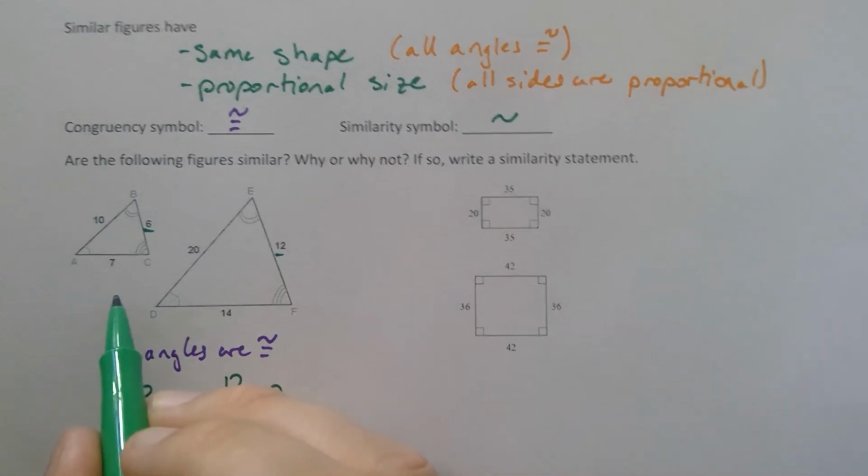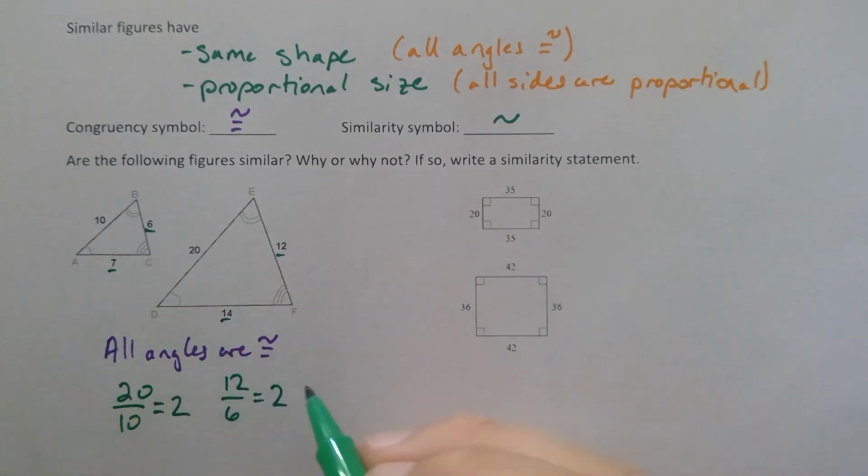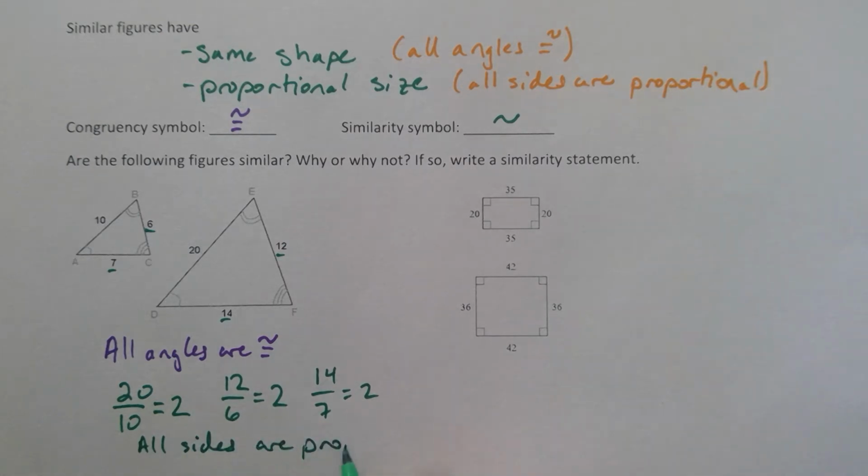Now we look at the last pair. We have 7 and 14. So 14 divided by 7 equals 2. Okay, so that means that all sides are proportional.